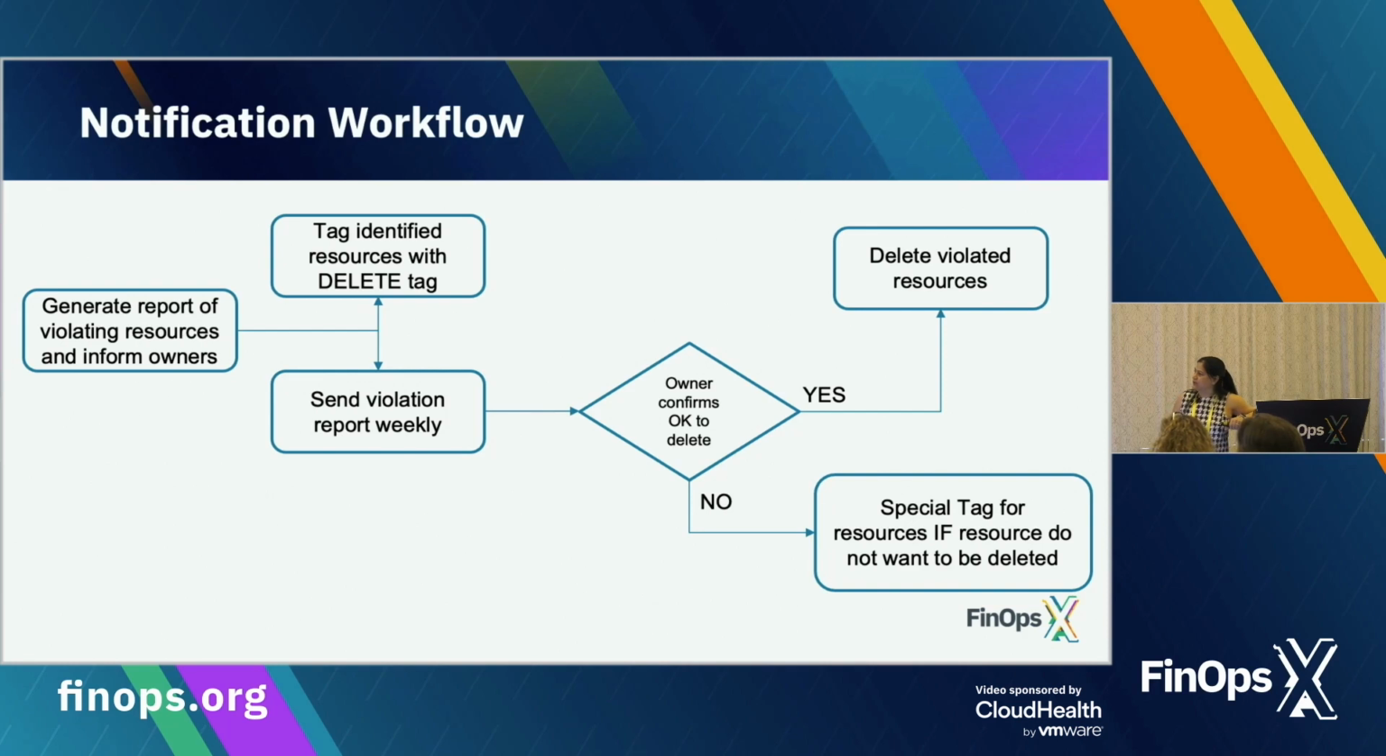On the last day of the month, those resources marked with the delete tag will be remediated. But we have given them an option: engineers do come back and say, I know this is underutilized, but can we keep it? So we ask them to mark it with a special tag, and the automation should ignore it and delete the rest of the violating resources. Again, I cannot stress this enough: please communicate it so they know what is coming.